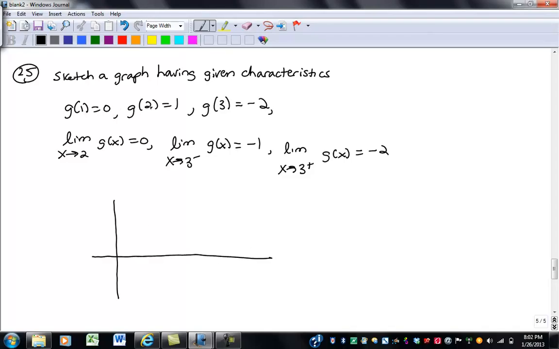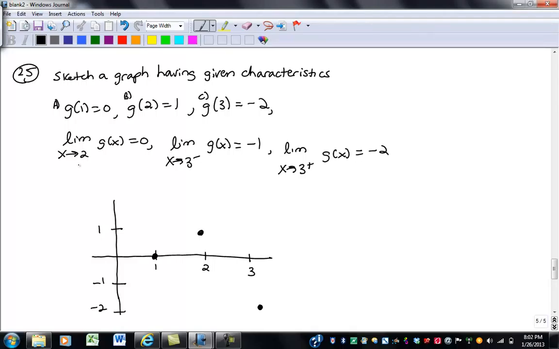That's x equals 1, x equals 2, and x equals 3. And I know the y values of these points. At 1, the y value is 0. At 2, the y value is 1. And at 3, the y value is negative 2. So I put in my 3 y values: A, B, and C. Now I have some limits.